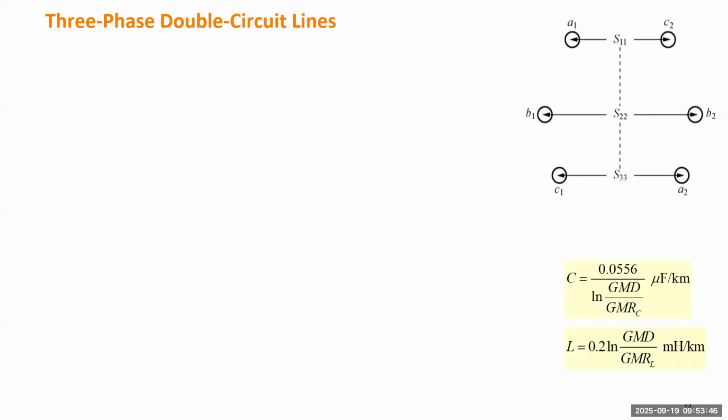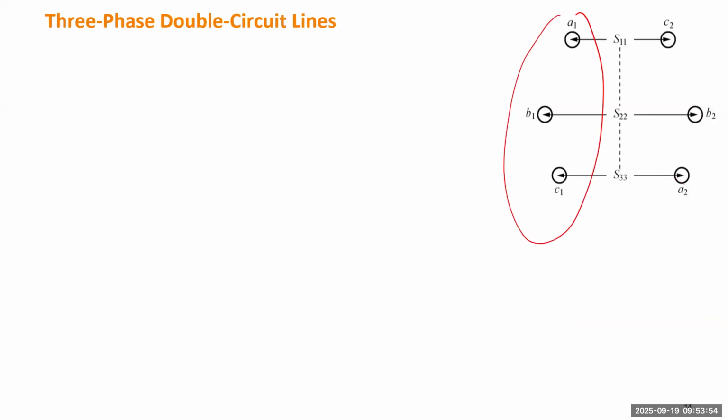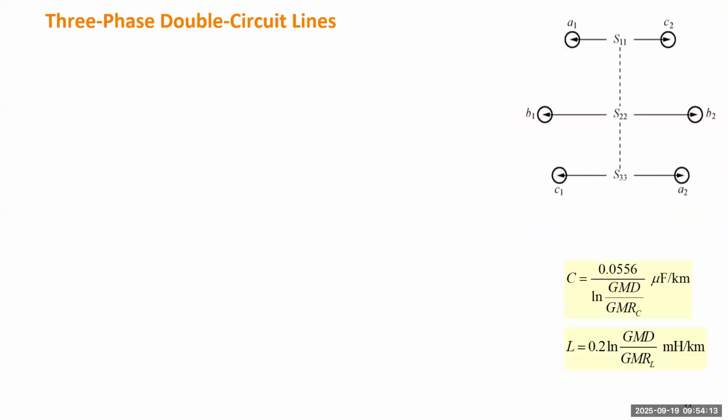For the first transmission line, they have phase A, B, and C. So this is A, B, and C. And for the second transmission line, A is here, and this is B, that is C, because of the transposition of the line. So we need to define, in order to calculate the capacitance and the inductance, how to calculate the GMD and GMR, right?